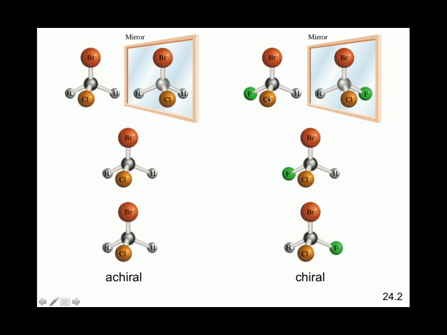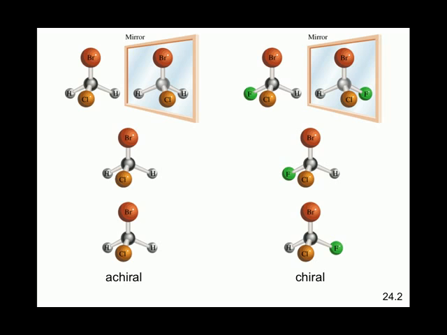Here we have a carbon in the middle bonded to 4 different atoms. If we replace one of the hydrogens with a fluorine, and you look at this in the mirror, you notice that the fluorine and hydrogen look like they change places. So they're mirror images of each other. If you take one of these molecules and put it right on top of the other, you see that the fluorines and the hydrogens are not in the same place. And that's called chiral. A chiral molecule is one that is not superimposable on its mirror image.